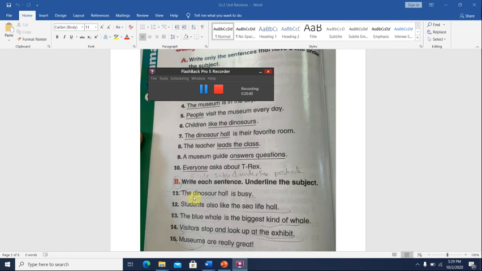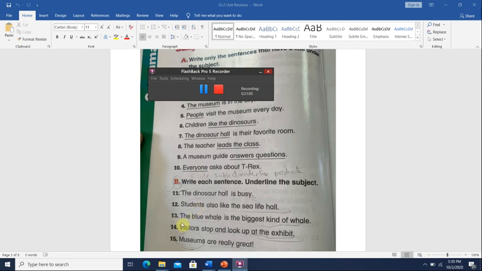Number 11, the dinosaur hall is busy. What is this sentence about? It's about the dinosaur hall. Underline the dinosaur hall. Number 12, students also like the sea life hall. Who was the sentence about? The students. We will underline students only.